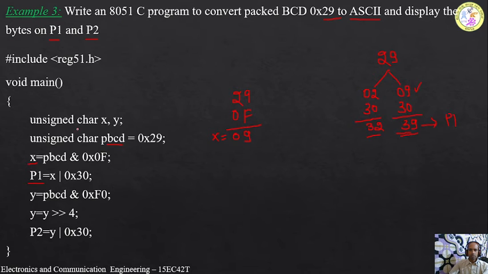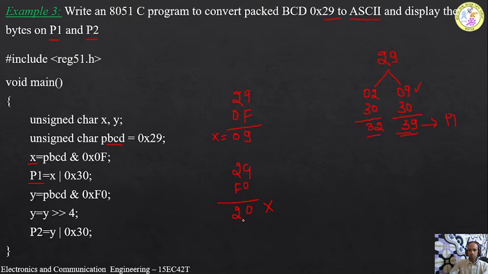Similarly, I will take another variable, that is nothing but y. y is equal to PBCD ANDed with 0xF0 now. What is PBCD? PBCD is nothing but 29. Once again take that number 29. Now do the AND operation with F0. 0 with any number, AND operation is 0. 2 with F, AND operation is 20. But I don't want 20, I want 02.